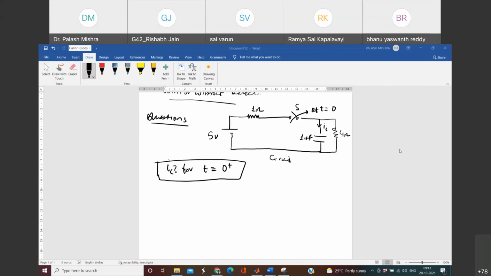See, assuming this circuit has reached its steady state before time t equals 0 when the switch was closed. Tell me how the capacitor will behave for t less than 0. Will it be an open circuit or a short circuit? It will be fully charged, right? And if it is fully charged, it won't allow any further current to flow through it. So it will be an open circuit. Is it correct?